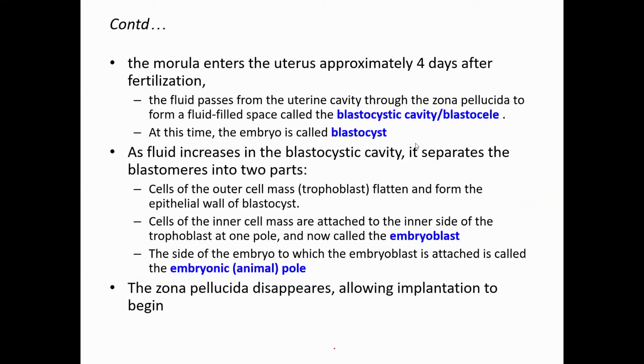When the morula enters the uterine cavity, around day 4, there are certain changes. The zona pellucida becomes leaky, and a certain amount of fluid enters. The cells get segregated and a cavity starts forming. This cavity is called the blastocystic cavity or blastocele, as the fluid enters.